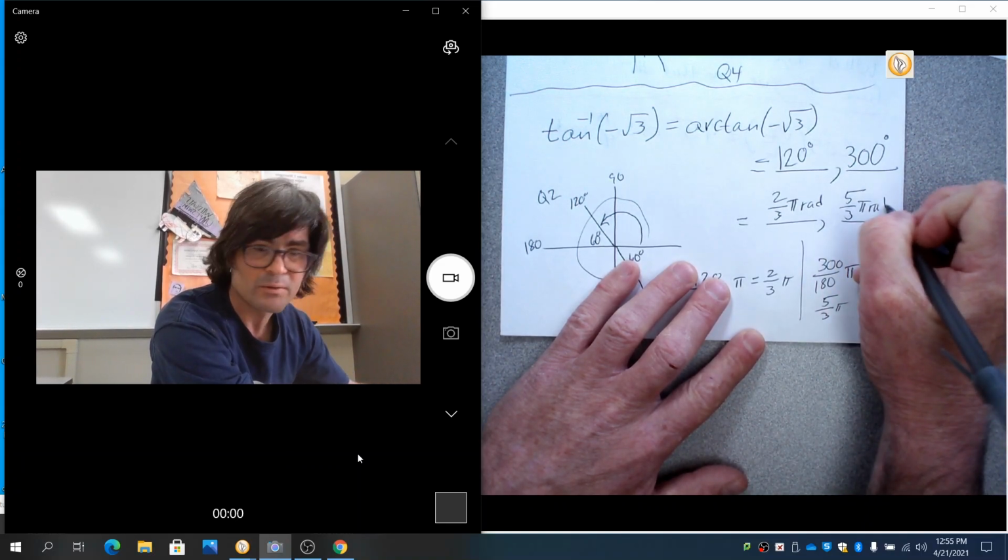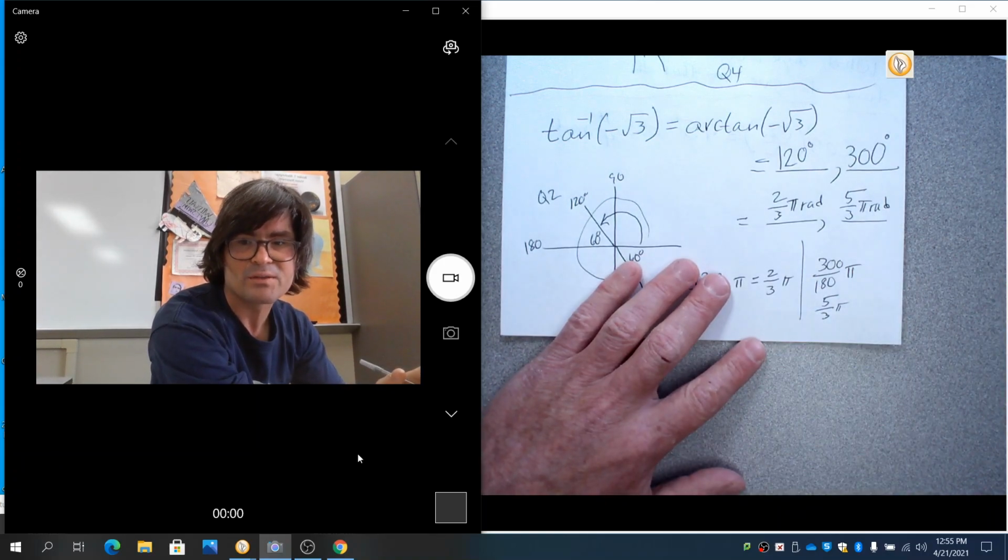If you need radians or you need degrees, doesn't matter. It's a different language for the exact same thing.